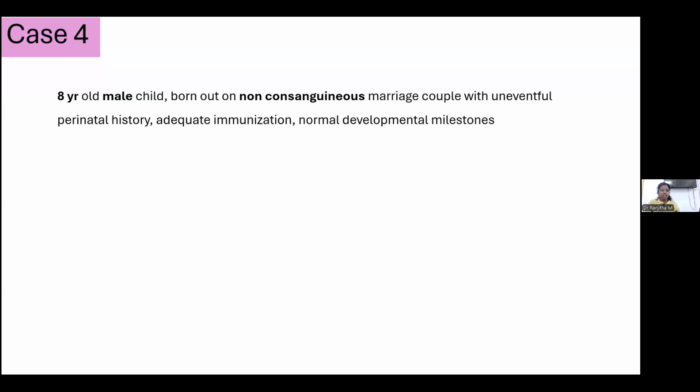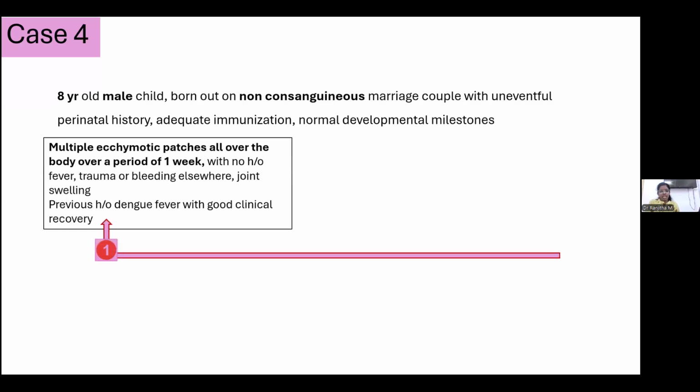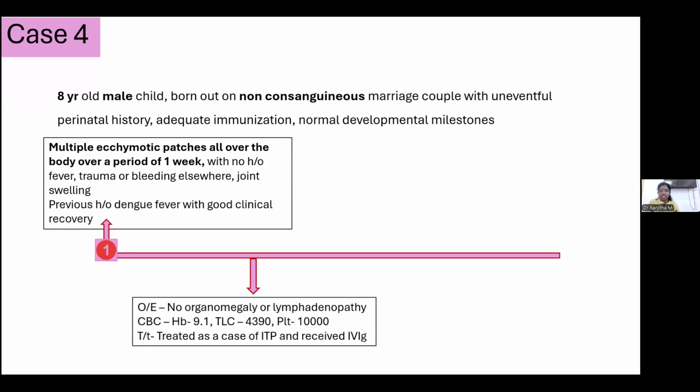Moving on to case 4, here I present an 8-year-old male child. Again, this child was evaluated at another pediatric hemato-oncology unit and referred to us for a second opinion. He is an 8-year-old male child born out of a non-consanguineous marriage with uneventful perinatal history, adequate vaccination, and normal developmental milestones. He presented to that center with multiple ecchymotic patches all over the body over a period of 1 week with no history of fever, trauma, bleeding elsewhere, or joint swelling. Previous history of dengue fever was there, but with good clinical recovery in stipulated time.